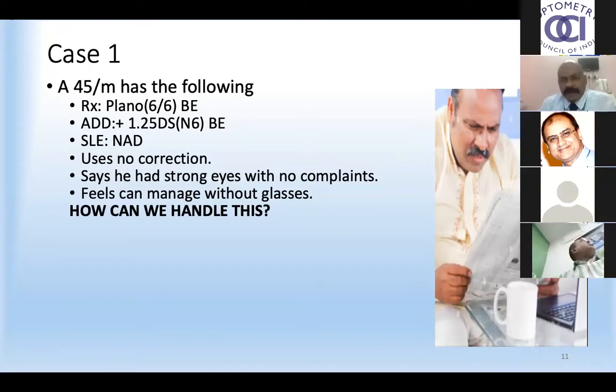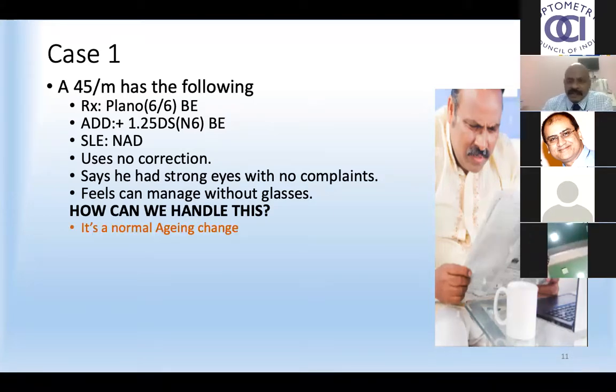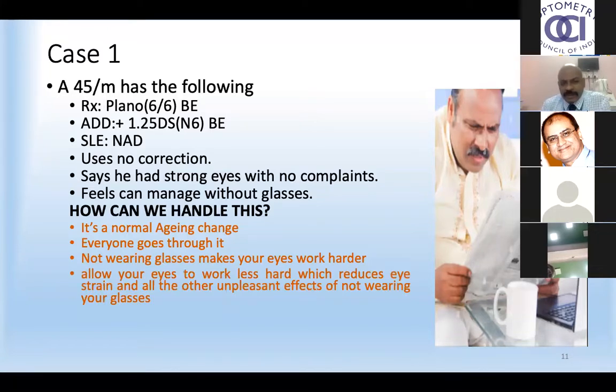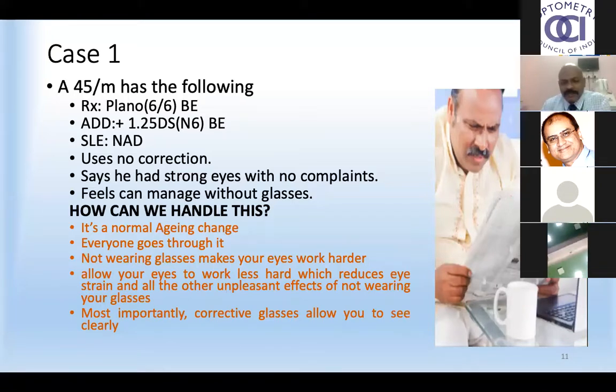From a denial perspective, probably all these plus some of the answers which I have mentioned, like we can explain to the patient that it's a normal aging change. Everyone goes through it, because as I told you, we are just looking at the denial phase alone, how we can handle the denial phase. So not wearing glasses makes your eyes work harder, just like one of the persons has given in the answer. Wearing them allows your eyes to work less hard, which reduces eye strain and all other unpleasant effects of not wearing your glasses. Most importantly, also tell them corrective glasses allow you to see clearly.